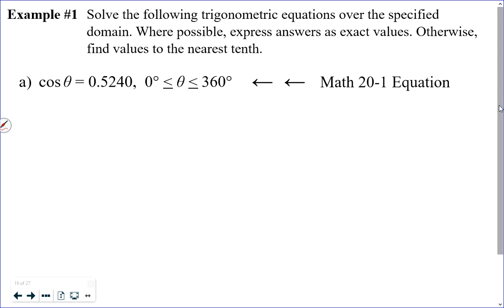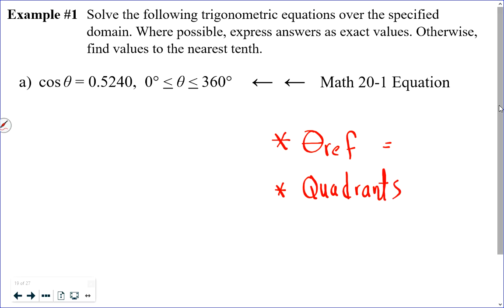In Math 20, you were taught that to solve a trigonometric equation, you have two things to find. You need to know the reference angle, and you need to know the quadrants that the terminal arm might lie in. Does that vaguely ring a bell? Slow nods of the head for some of you, and that's okay. The fact that cosine of theta is a positive number tells us that the two quadrants will be quadrant 1 and quadrant 4.